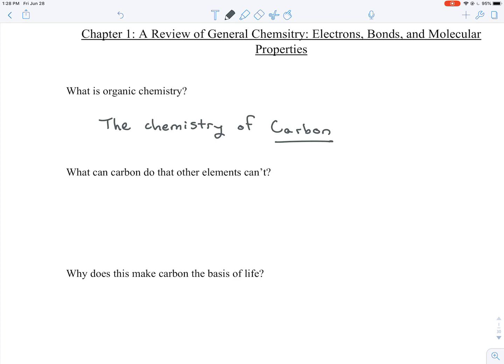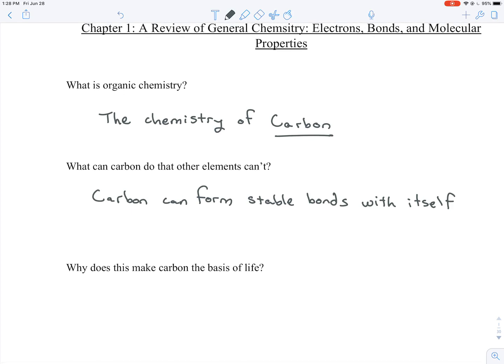Carbon can do something special that other elements can't, and that is carbon can form stable bonds with itself. When other elements try to do that, they break apart. And that has profound implications, because if carbon can form stable bonds with itself, then you can have carbons that form long chains with each other, and those chains can have branches of other carbons, and those branches can have branches, and the carbons can form rings with each other, and the rings can have branches, and you can make all of this infinite variety of shapes.